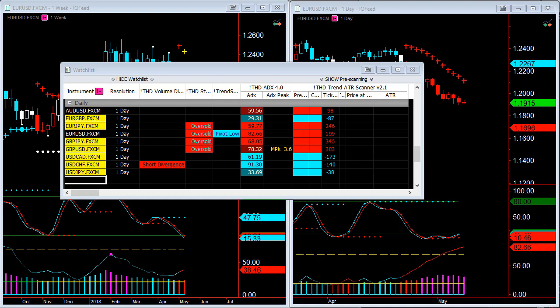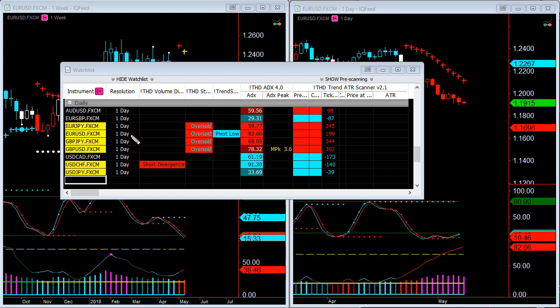It's Gail with TradersHelpDesk, and today I'm looking at several currencies that are either overextended on one indicator or two indicators. In this case, I'm looking at the THD Stochastics as well as the ADX.